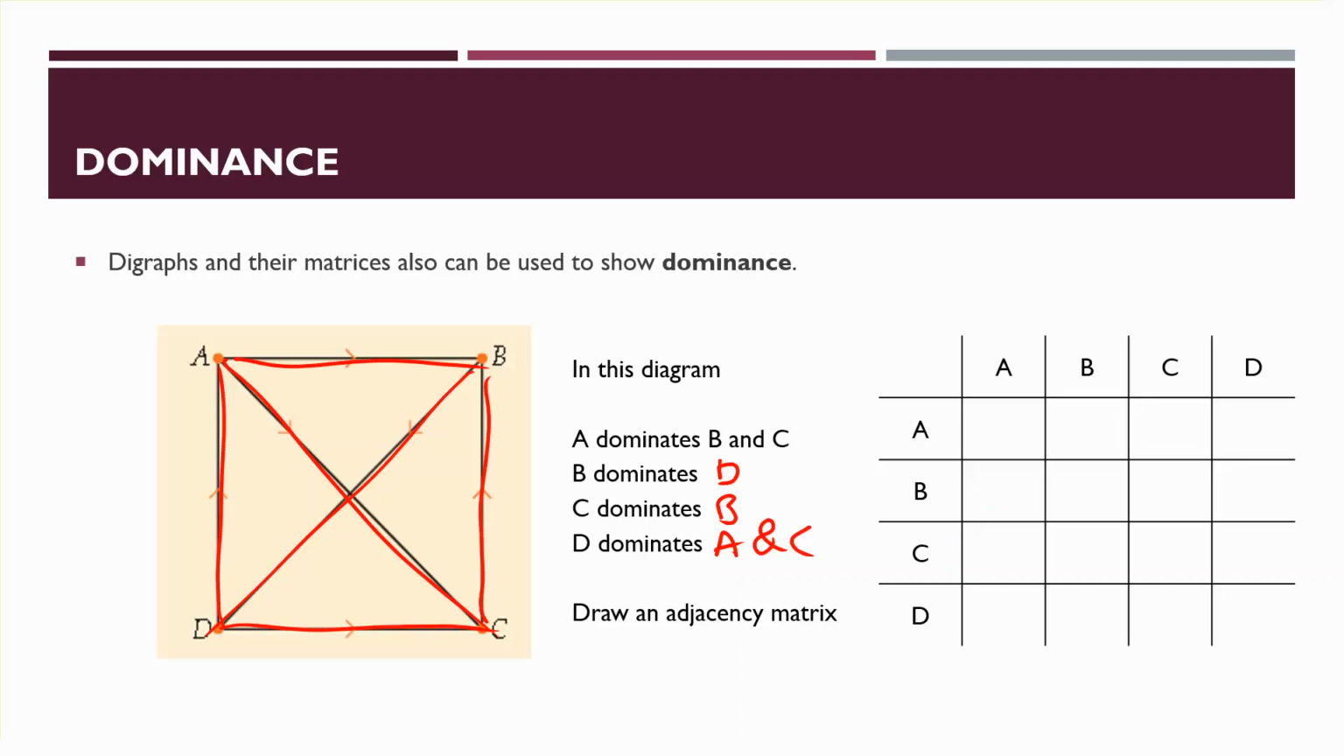Right, and if we have a go at creating this adjacency matrix, we know that A dominates B and C, B dominates D, C dominates B, and D dominates A and C. Everywhere in between would be zeros, and suddenly we have created our adjacency matrix representation for this dominance graph, digraph.